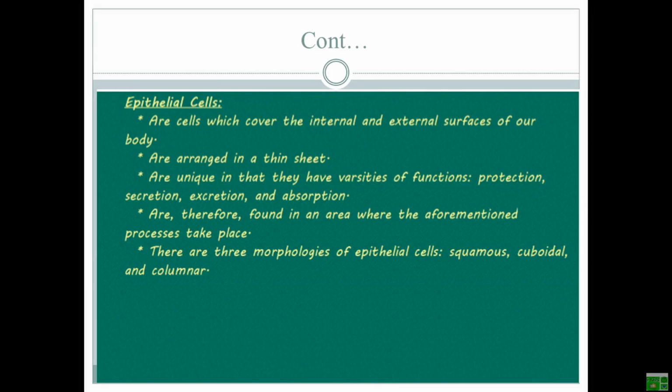Epithelial cells are found in areas where the aforementioned processes take place, which means protection areas, secretion areas, excretion areas, and absorption areas. There are three main morphologies of epithelial cells: squamous, cuboidal, and columnar.